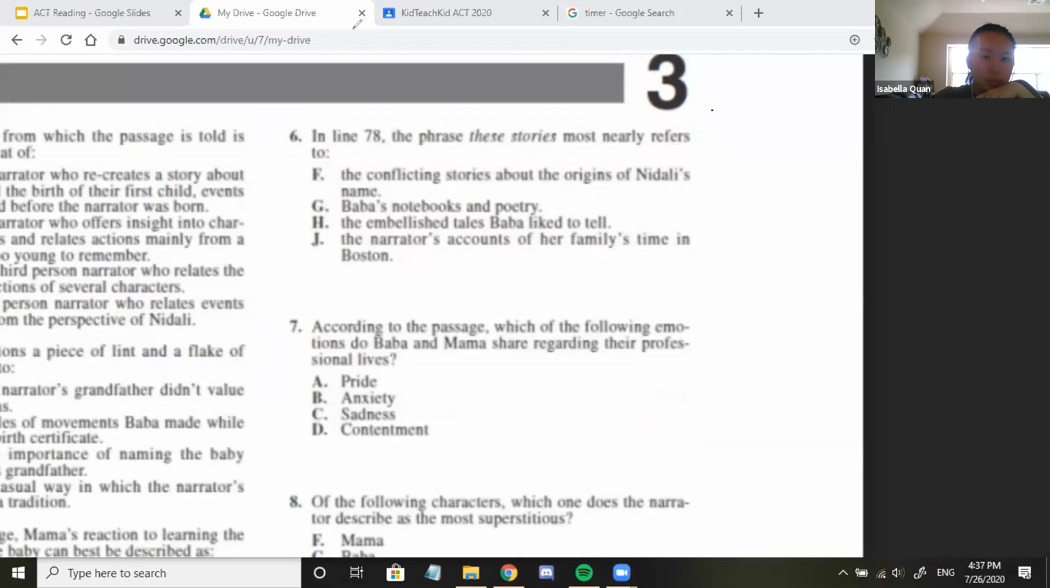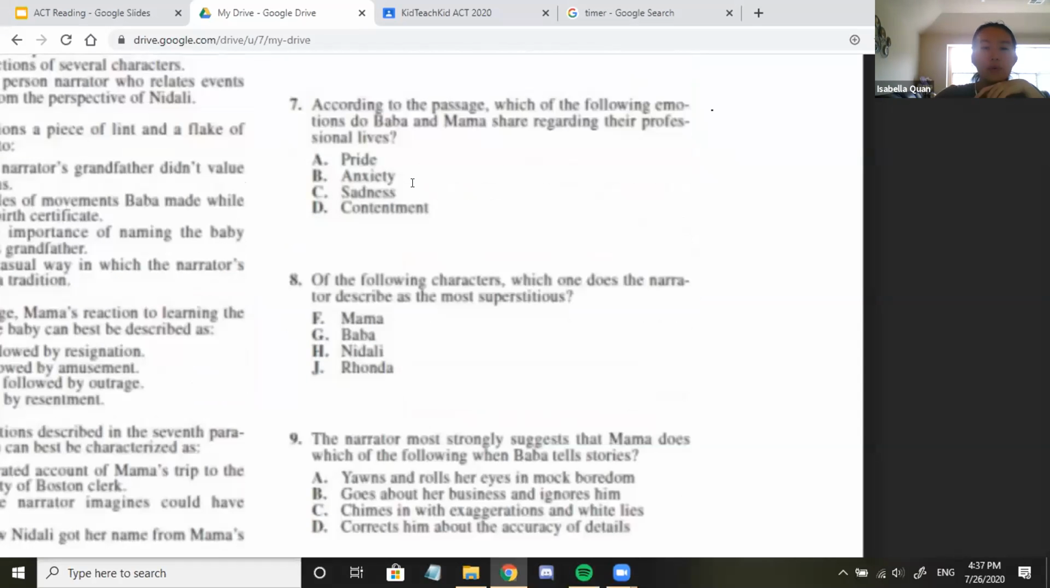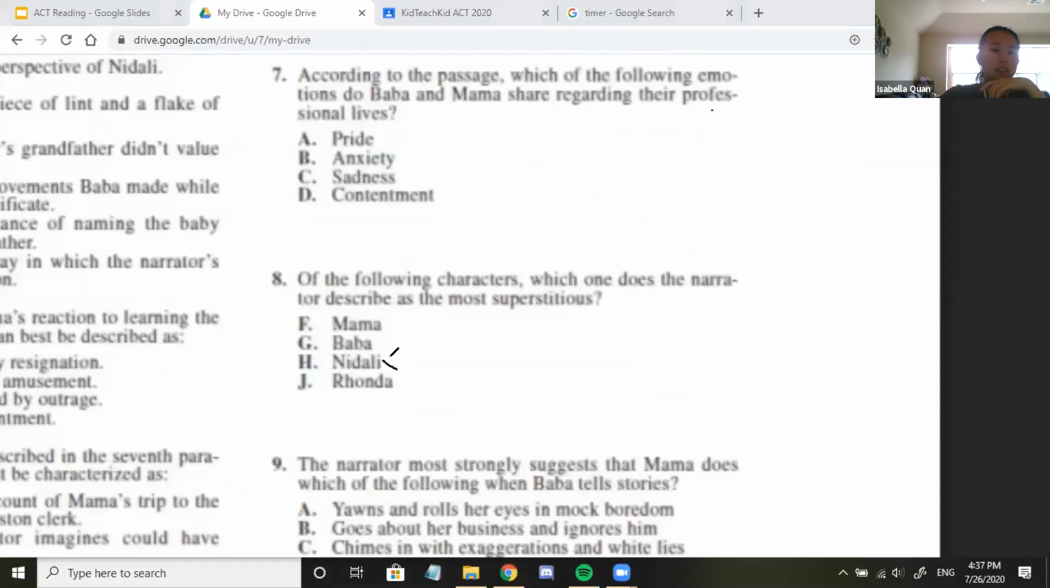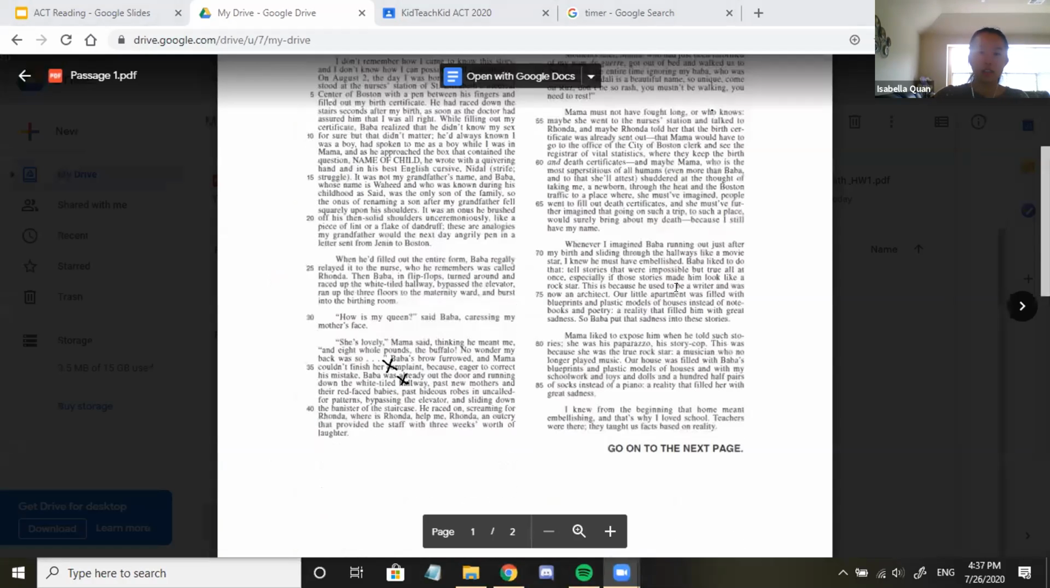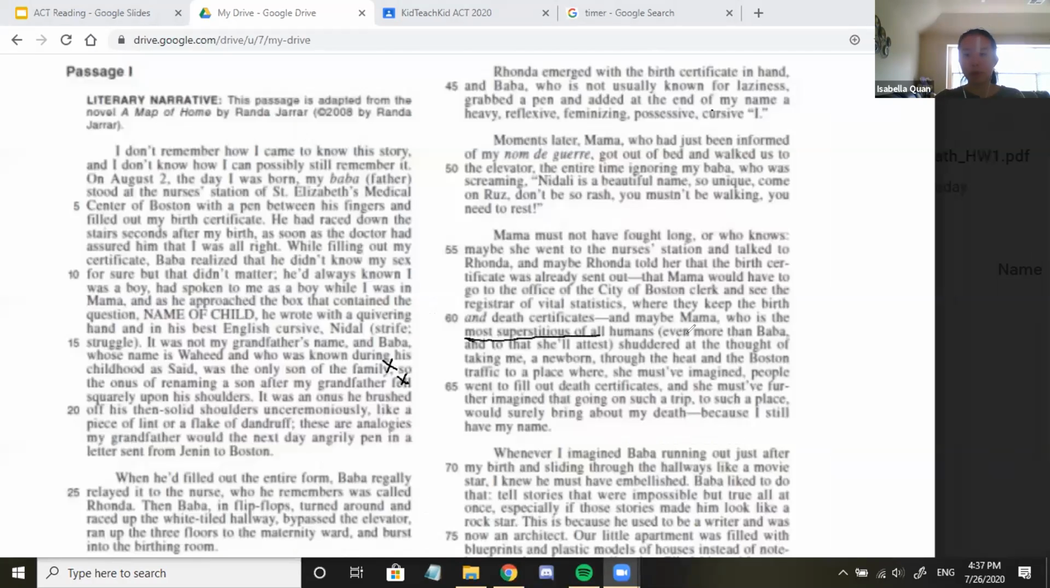Next one. I think this one is pretty straightforward. Which one is the most superstitious? We don't have much information about Nidali, the narrator. Rhonda is just a random side character. So in the end, is it her mom or is it her dad? The answer to this one is in paragraph 7: "And Mama, who is the most superstitious of all humans, even more than Baba." There we go.